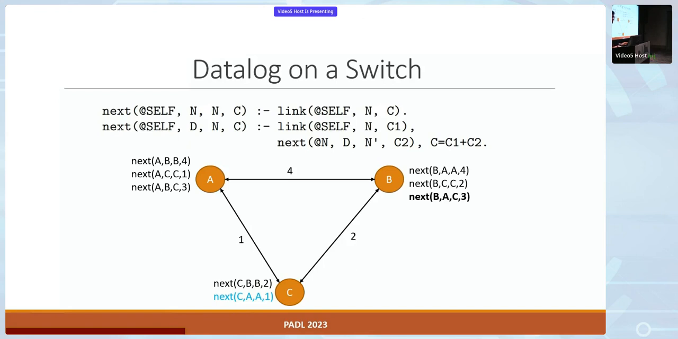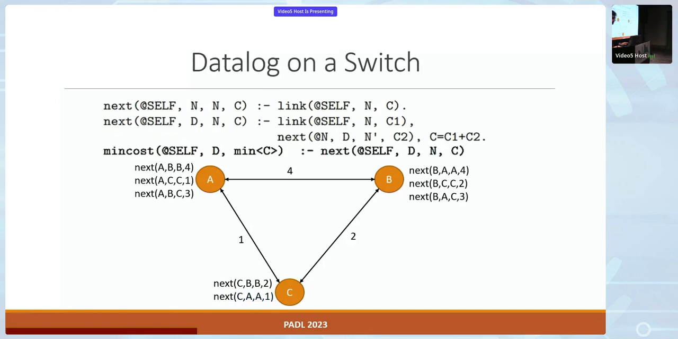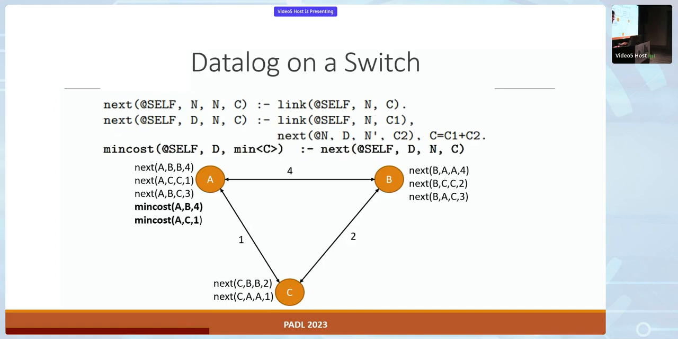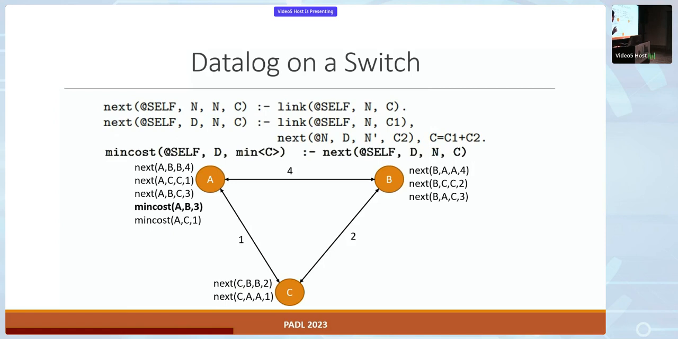So we'd use the standard Datalog minimum aggregation operator. So we'd say, right, given all these paths with these next hops, find the minimum cost. And as you can imagine, to execute this minimum operator, we'd have to iterate through all the derived next tables on switch A, for instance. So we'd see next(A, B, B, 4), and we derive that the min cost from A to B is 4. And similarly, the min cost from A to C is 1. Then as we continue the iteration, we'd see that the min cost from A to B is actually 3, right?